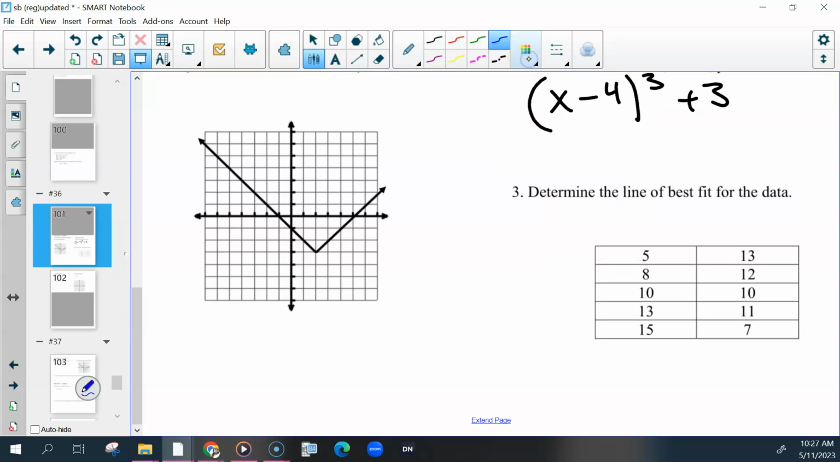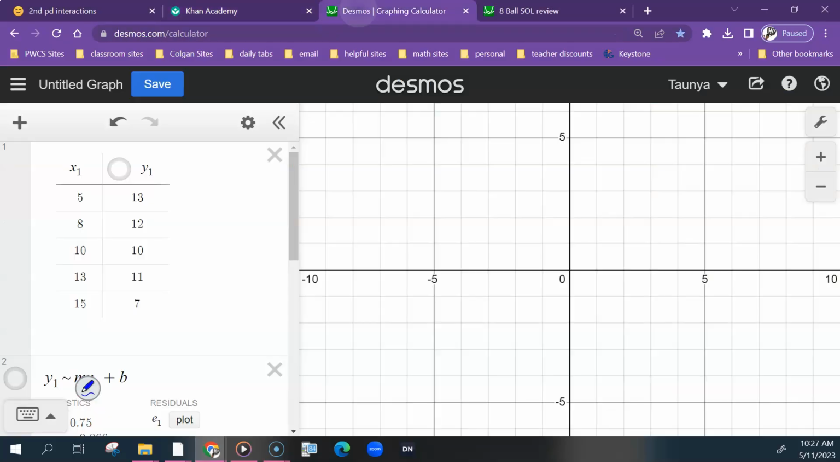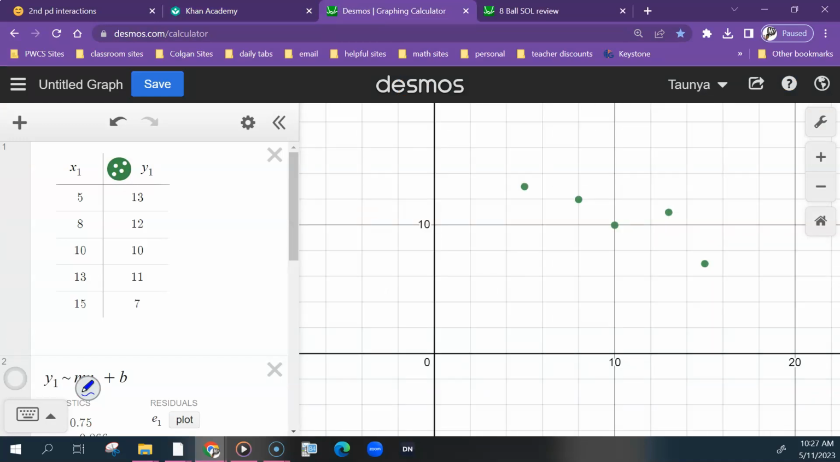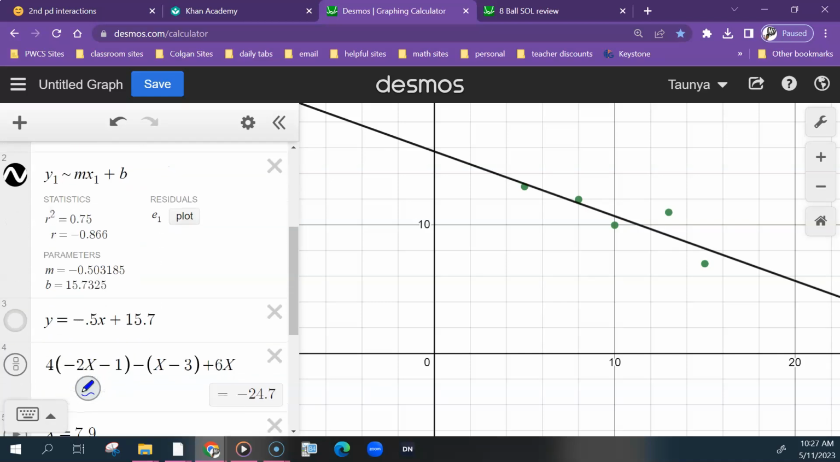Okay. For number 3, determine the line of best fit. You have a table, so in Desmos, put in your table. Type in your y1 tilde mx1 plus b. And then you can either write all the decimals or round it to 1 or 2 decimal places. 1 decimal place would be y equals negative 0.5x plus 15.7.